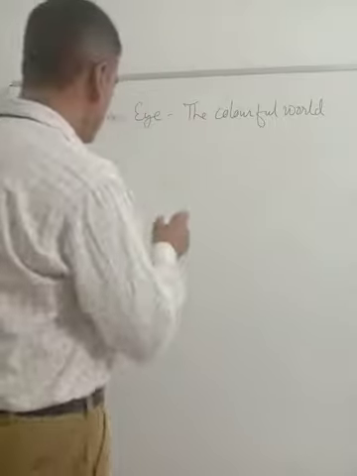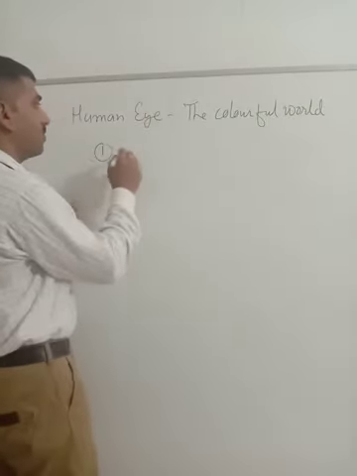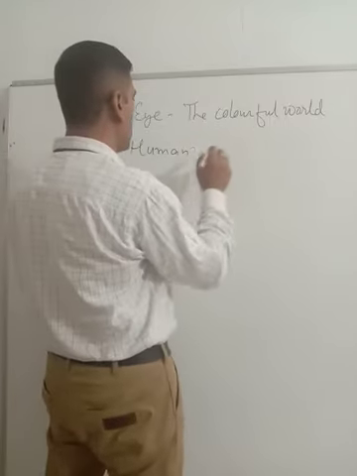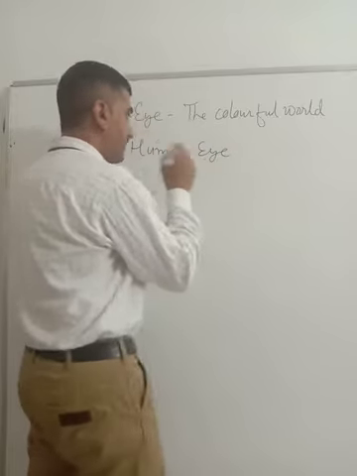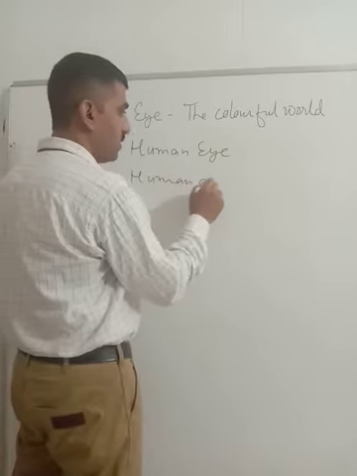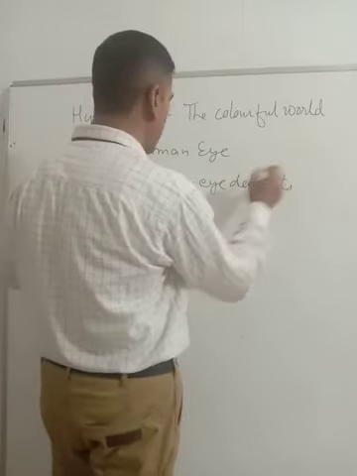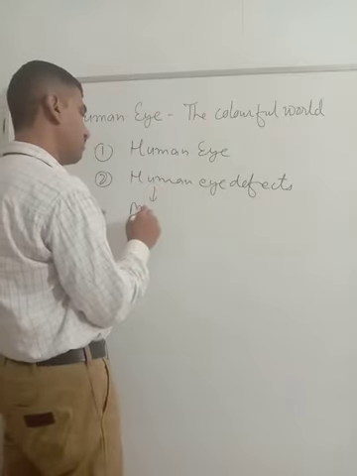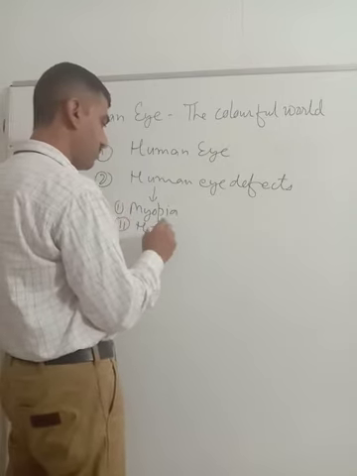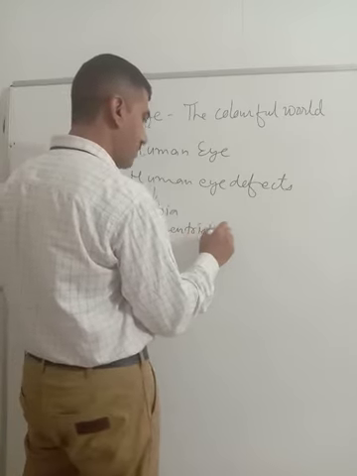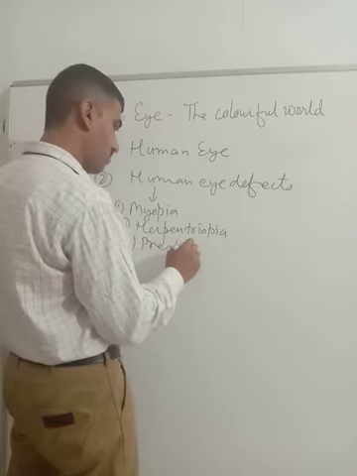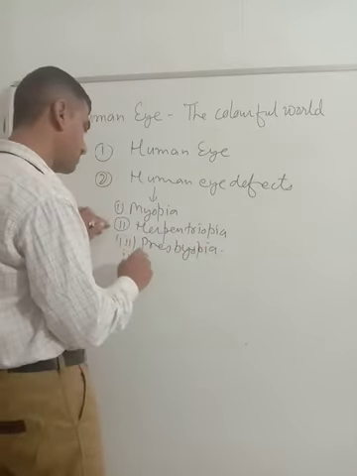So let's see. The first topic which has been removed is the human eye and its diagram and its description. And the second topic, the human eye defects. So what are the various defects under this? That was myopia first, second was hypermetropia, third was presbyopia, and fourth was astigmatism.